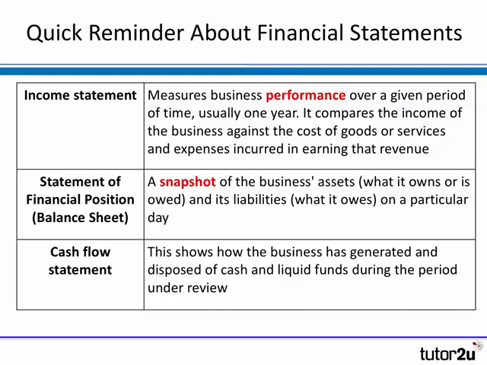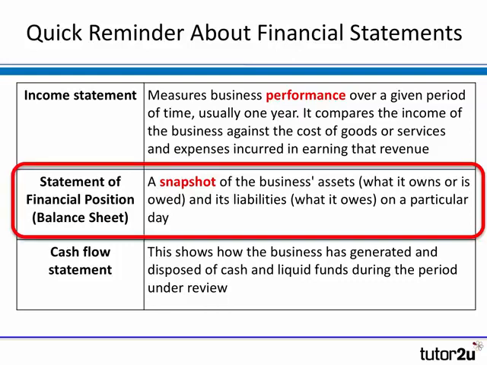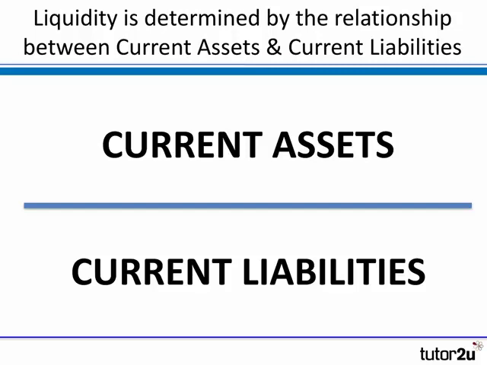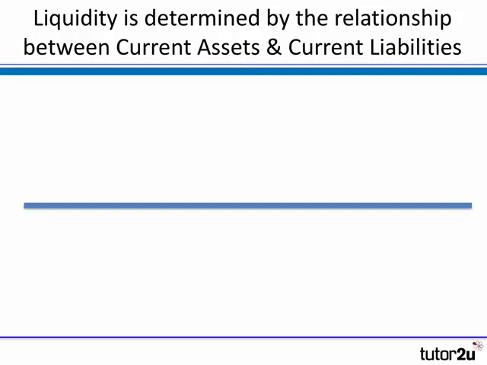The balance sheet is a snapshot of what the business owns or is owed, which is the assets, and what it owes to others, which are the liabilities. So the concept of liquidity essentially requires you to consider and compare two different types of information from the balance sheet: the current assets of the business, and the current liabilities of the business. Let's quickly look at what we mean by current assets and current liabilities.